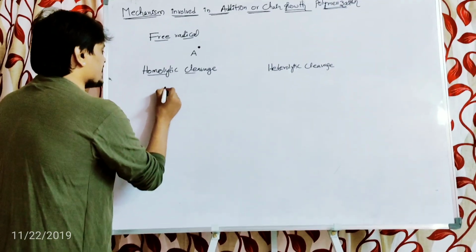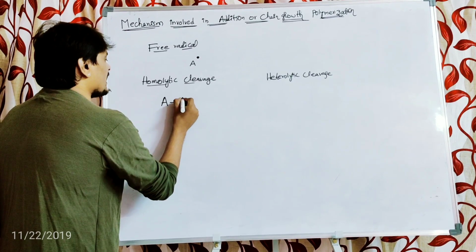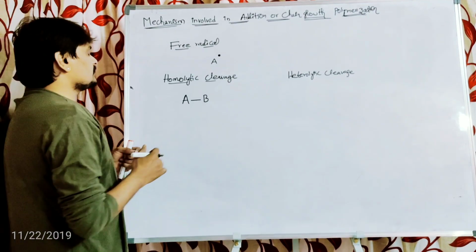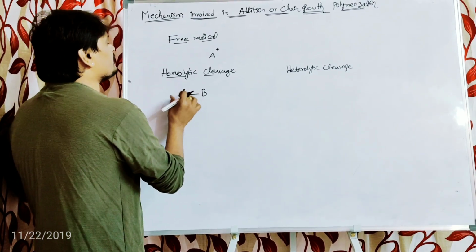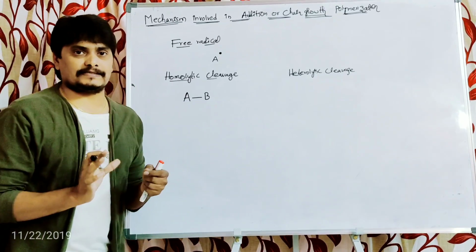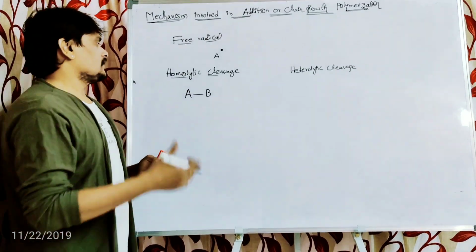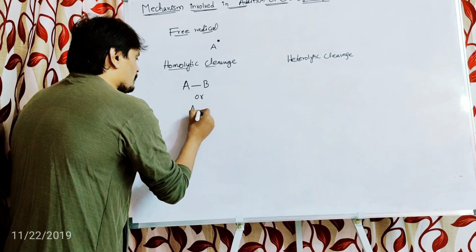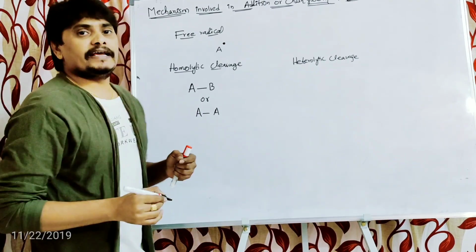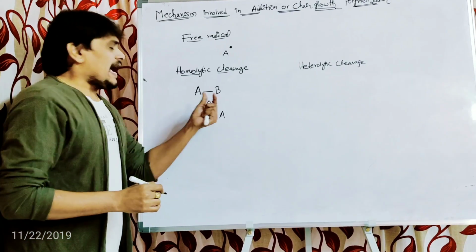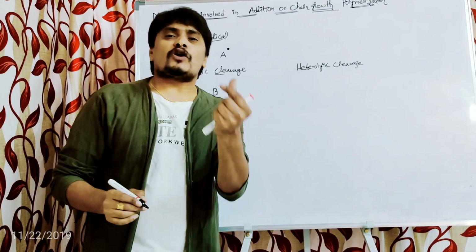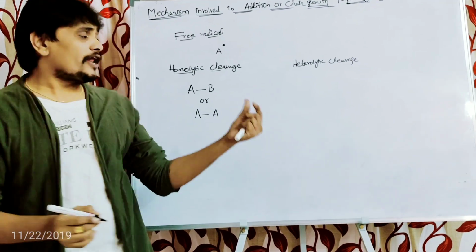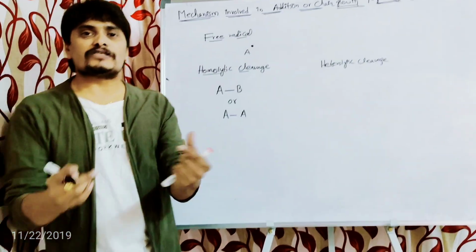For example, let us take A and B, the bond between A and B. Now let us say that the electronegativity difference between A and B is less, or, in order to avoid ambiguity, I will take the same molecule comprised of A and A. Now both the atoms are one and the same, so we can say that the electronegativity is the same. There is no electronegativity difference between the A and A because the atoms are one and the same.